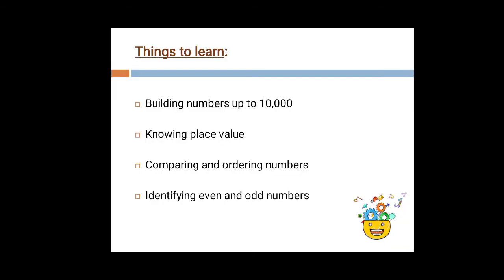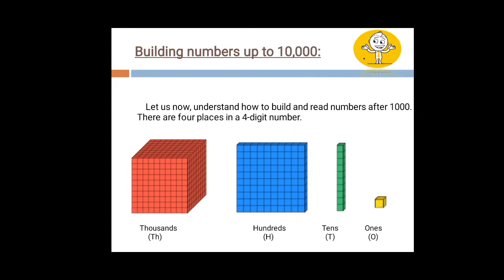In this chapter we are going to learn building numbers up to 10,000, knowing place value, comparing and ordering numbers, identifying even and odd numbers. So let's start our first topic, that is building numbers up to 10,000. Let us now understand how to build and read numbers after 1000.